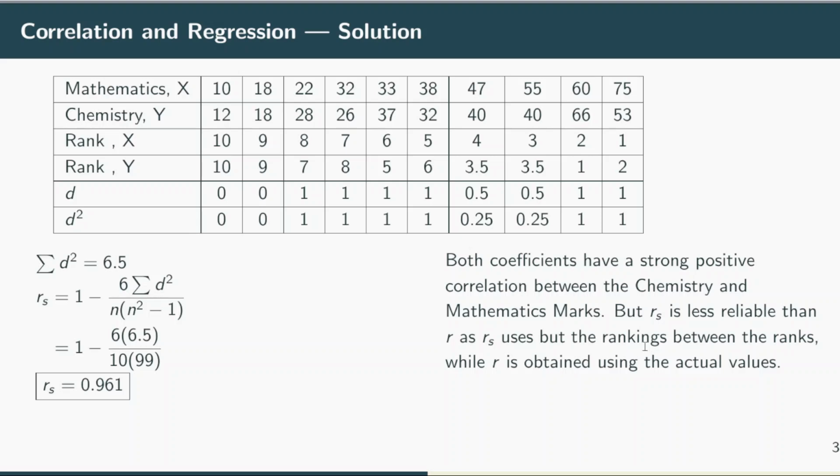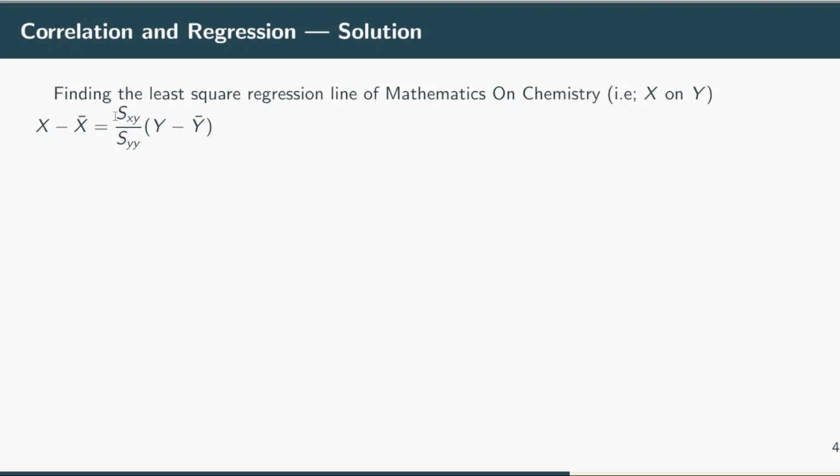And now we are going to move on and find the regression line of mathematics on chemistry. So how do we find the least square regression line of mathematics on chemistry? That is x on y. It's given by the formula x minus x bar equals the covariance between the two marks divided by the variance of y into y minus y bar. And all of these values were obtained in the first part of the question. I just need to plug in the values and evaluate.